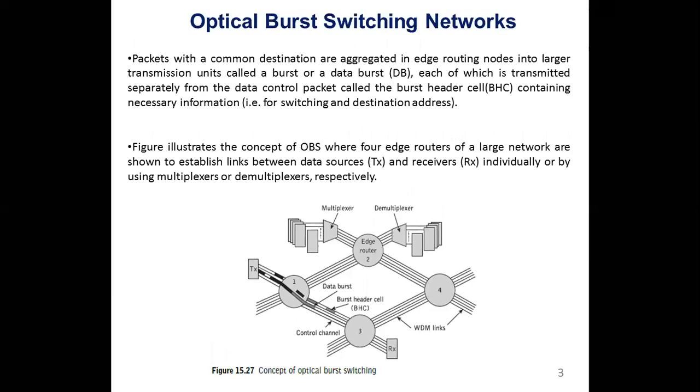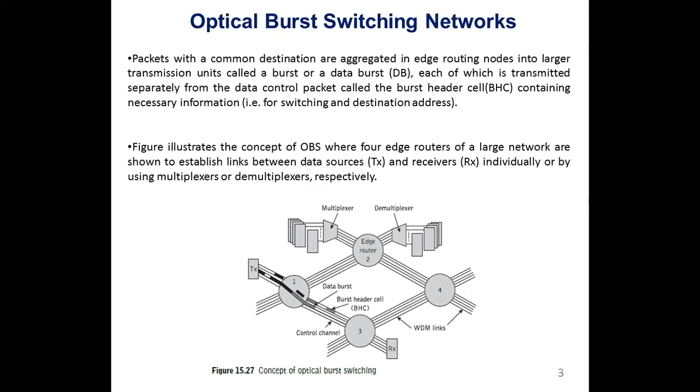So the process is that packets which will have a common destination will be kept together or aggregated in some edge node, and this kind of aggregation is known as a burst or data burst. Each of these bursts will be transmitted separately from a data control packet, and that control packet is known as the burst header cell, BHC, which will contain the necessary information. I mean, information which will be used for switching and destination and having the address.